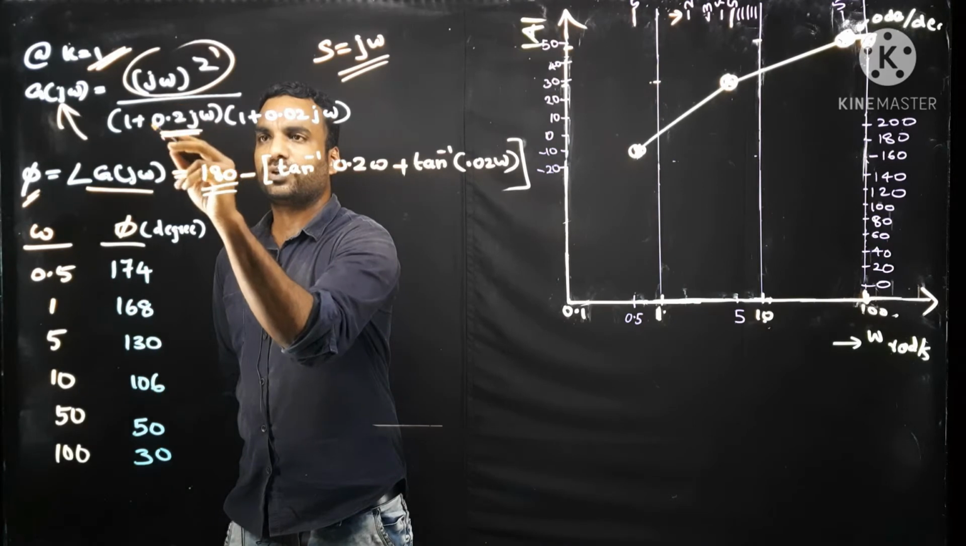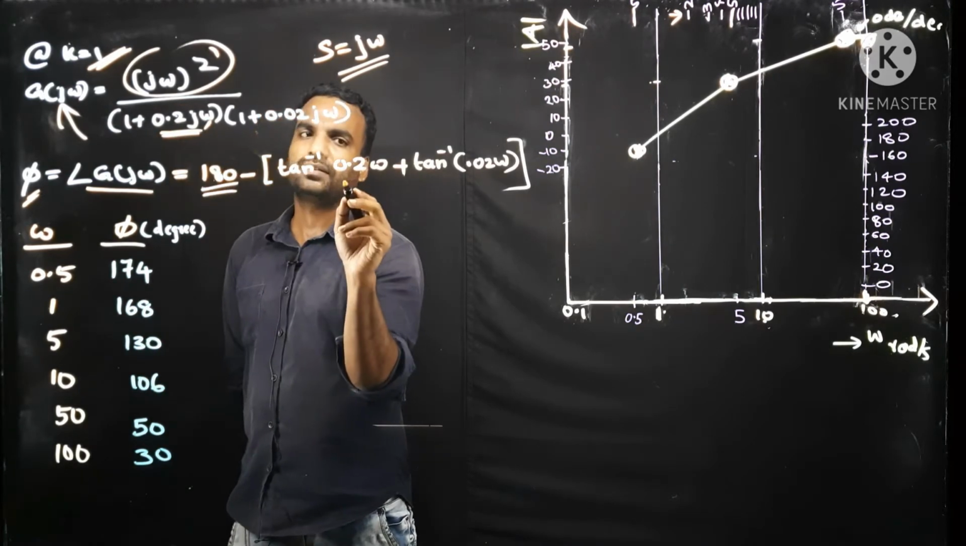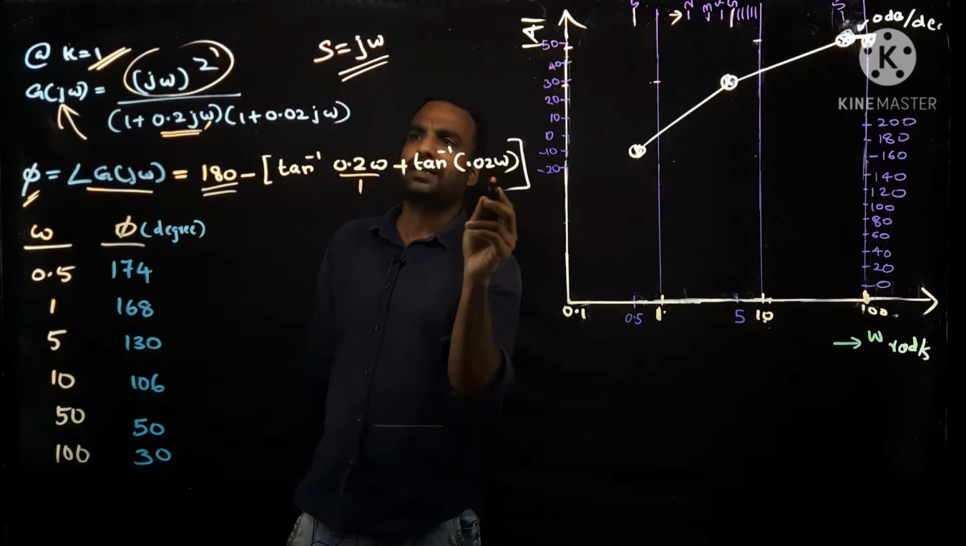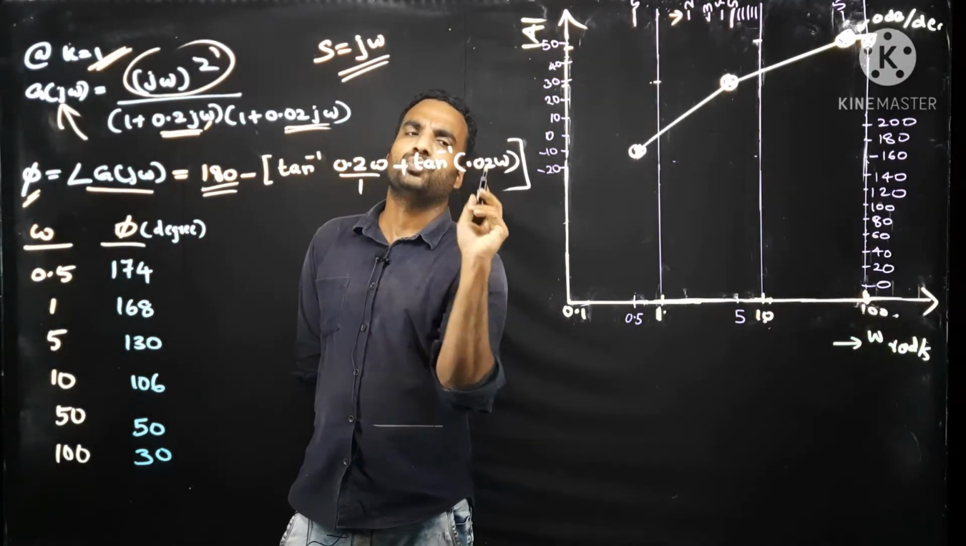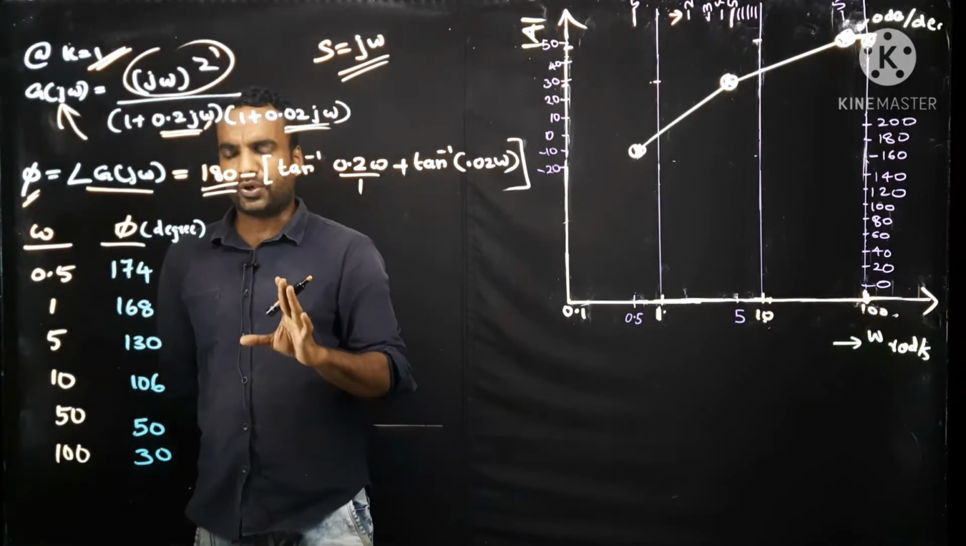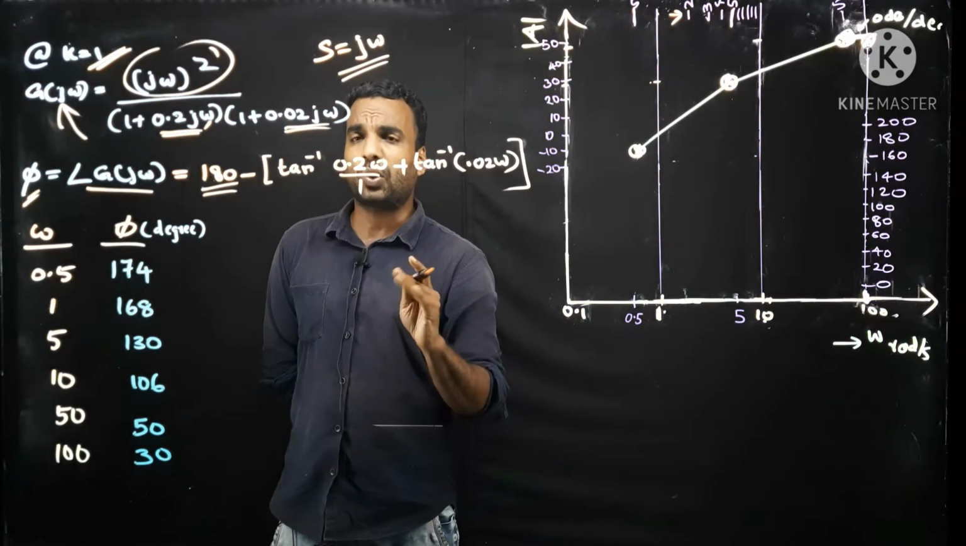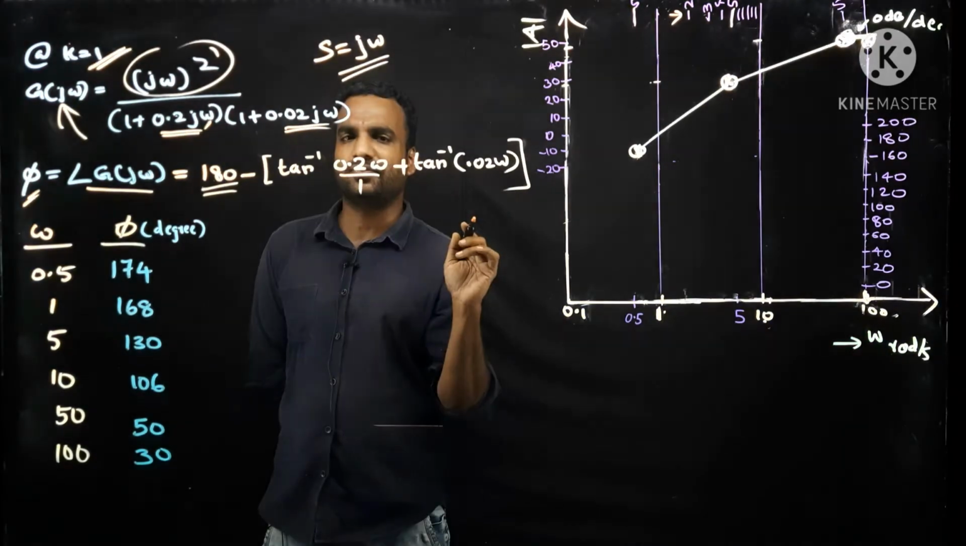Here imaginary is 0.2 omega, real is 1. Actually 1 is there, but it is not having any specific meaning. Plus tan inverse of 0.2 omega. This is the total angle equation. But please be very careful, don't directly substitute omega in this one.